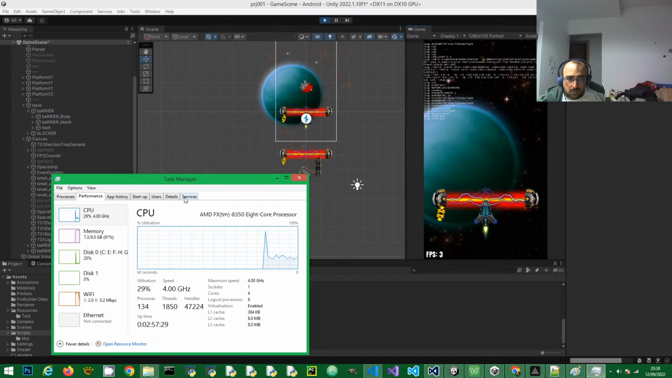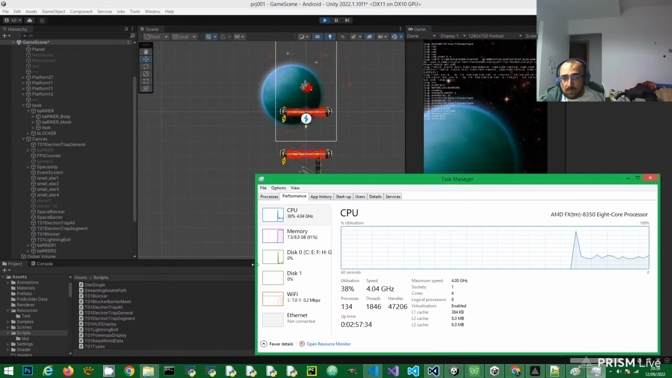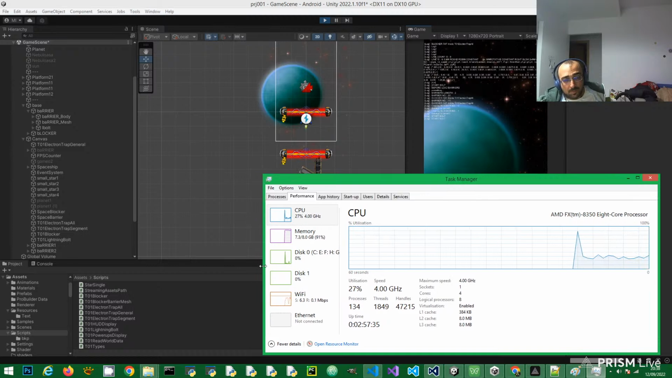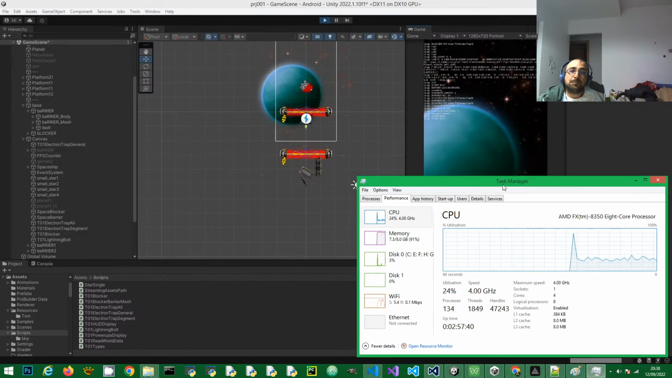Memory. We need more RAM. More RAM. We need more RAM. AMD FX.